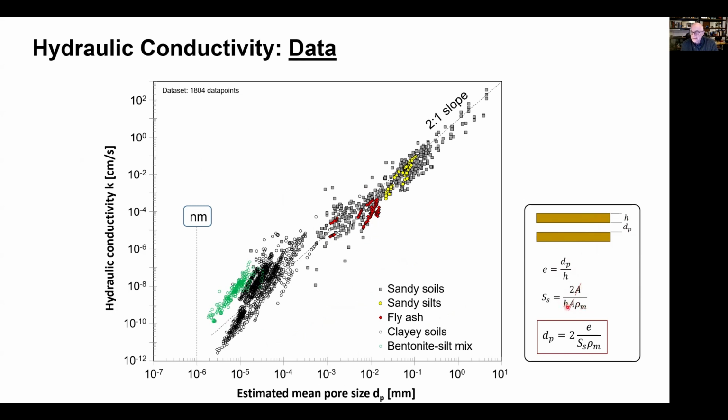And now I can replace the H in the void ratio and pull out the mean pore size as a function of void ratio and specific surface. And look what happens. The hydraulic conductivity now collapses onto a single line as a function of this rough estimate of pore size.